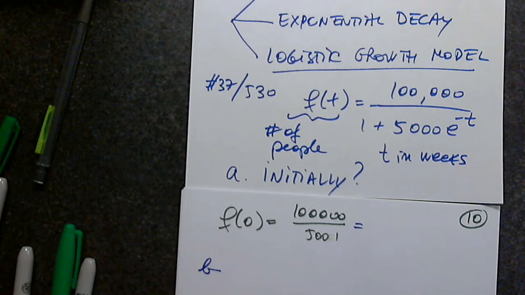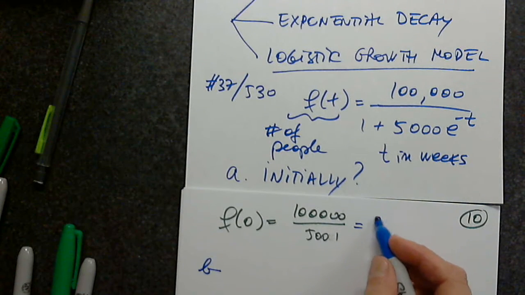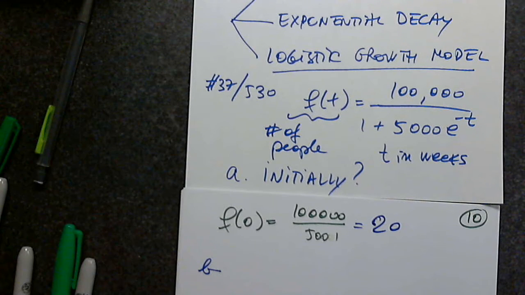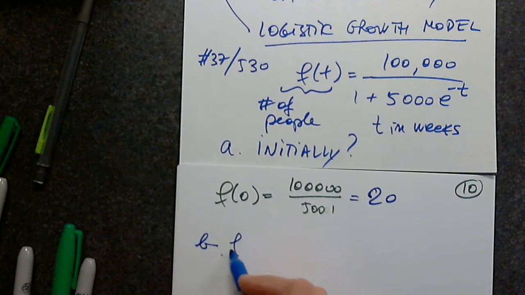Part B. How many people were ill by the end of the 4th week? How much did we get? Approximately 20. Then we're asked to find how many people were ill by the end of the 4th week. F of 4 indeed. We cannot do this without a calculator.